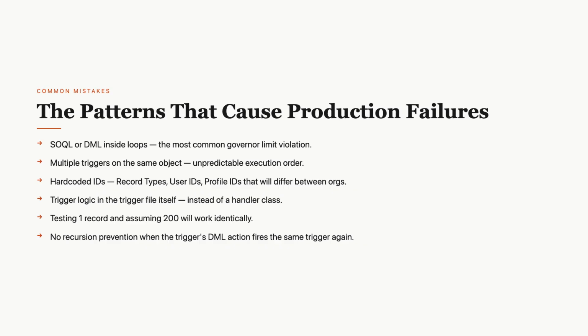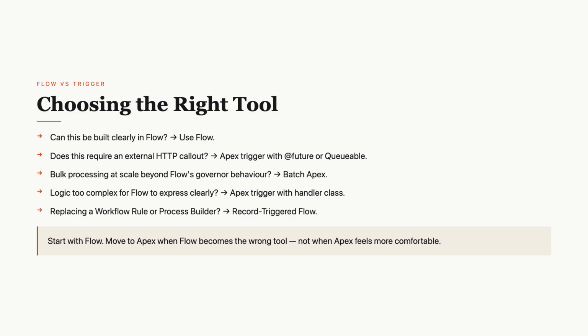Deployment checklist before pushing a trigger to production. One trigger per object. Handler class pattern implemented. 75% plus test coverage with meaningful assertions. Bulk test with 200 records. No DML or SOQL inside loops. Before versus after phase used correctly. Recursion prevention if needed. Error handling with try-catch for critical sections. All sandbox and regression tests passing. Do not push Apex to production that you haven't tested against bulk scenarios in a sandbox.